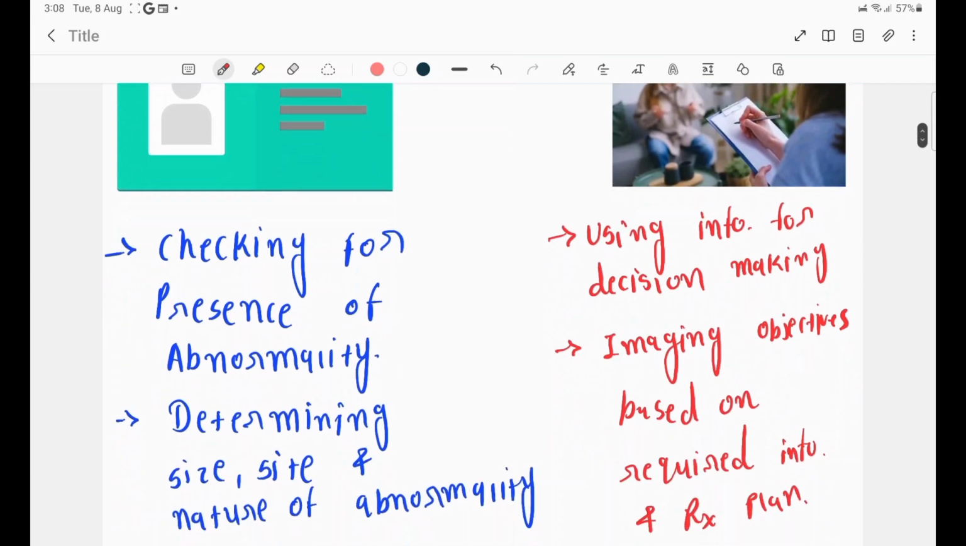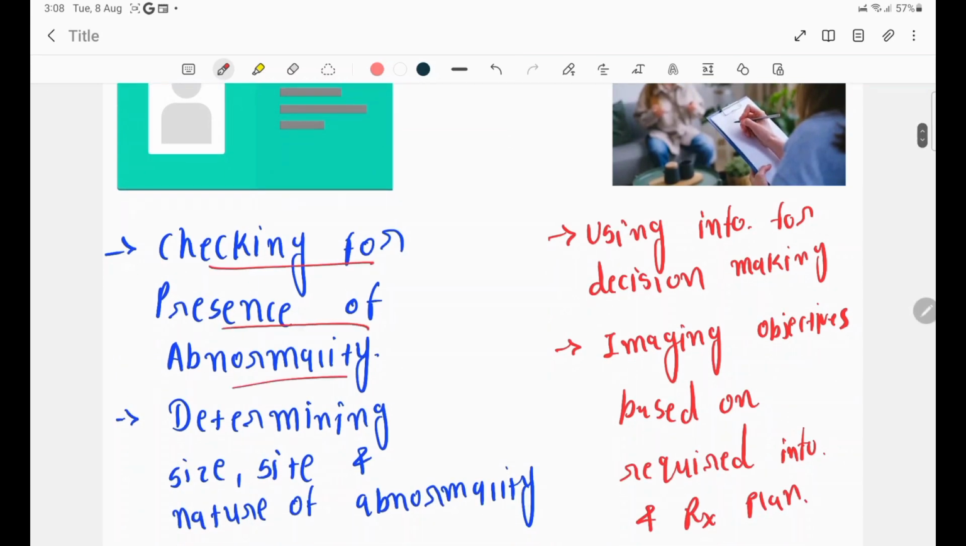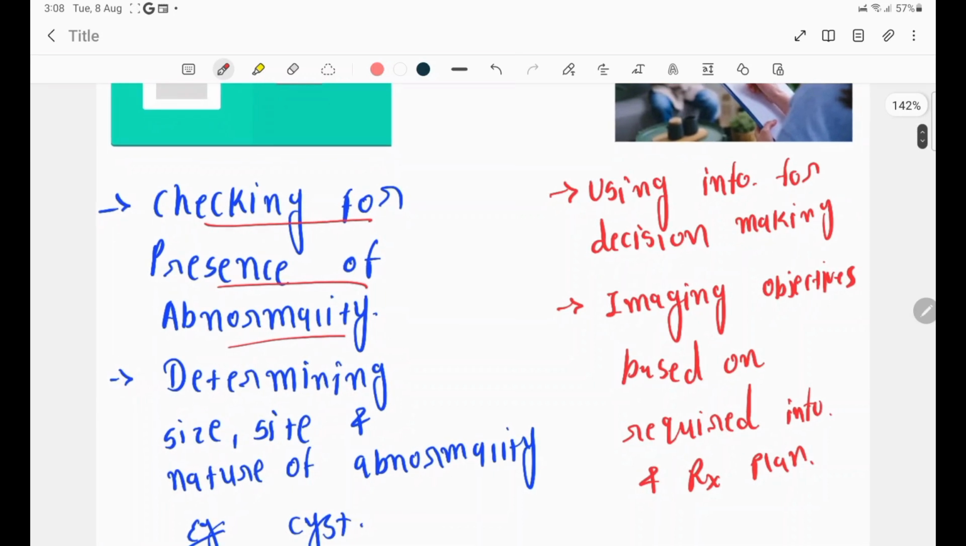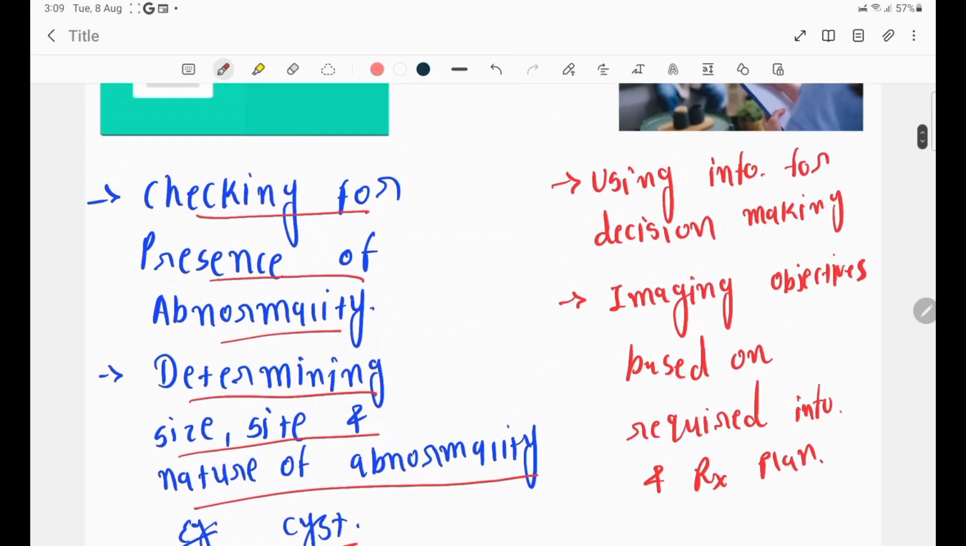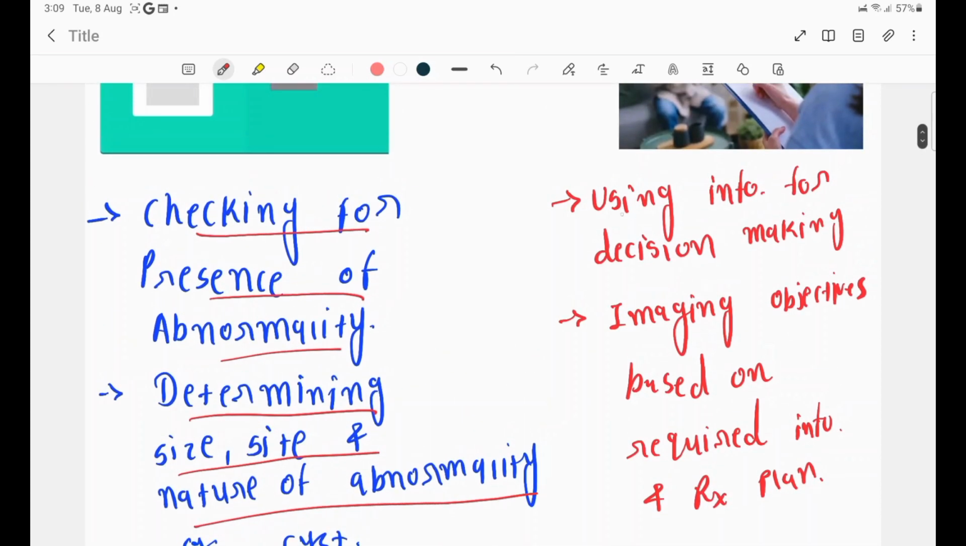Then, checking for abnormalities. Sometimes a patient has pain but we don't know why. With imaging, we can check inside to find any hidden problems causing this discomfort. Then, determining size, site, and nature of abnormalities. When we find something unusual like a cyst, imaging helps us know exactly how big it is, where it is located, and what it looks like. Then, in treatment plan, we use the information from imaging to create a special plan for each patient so we know the best way to help them.